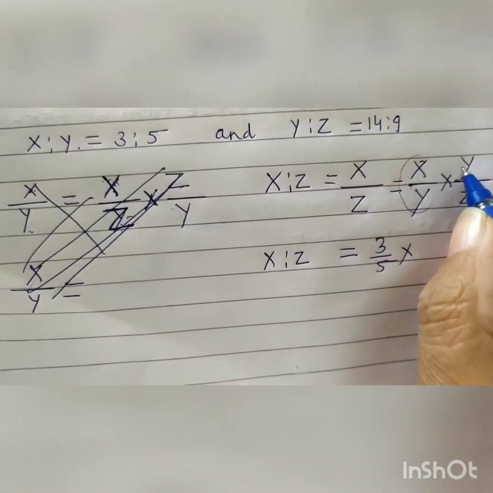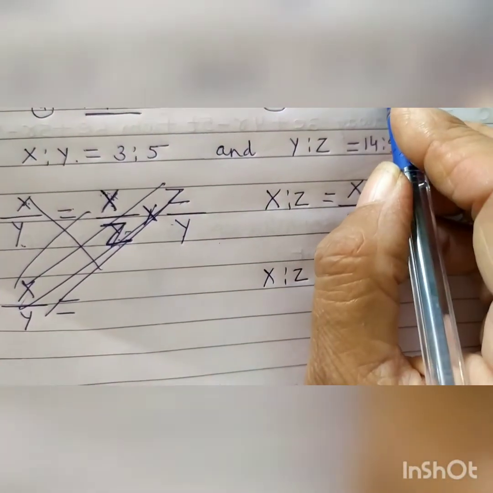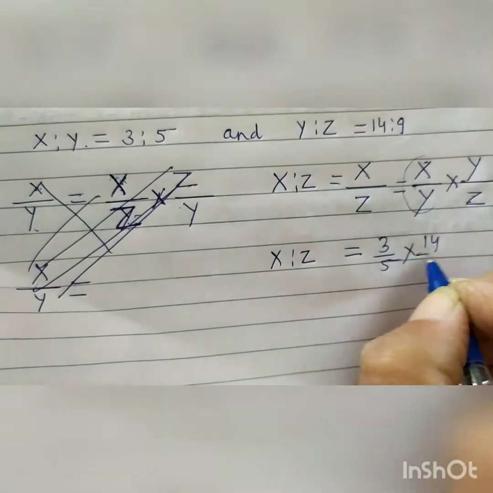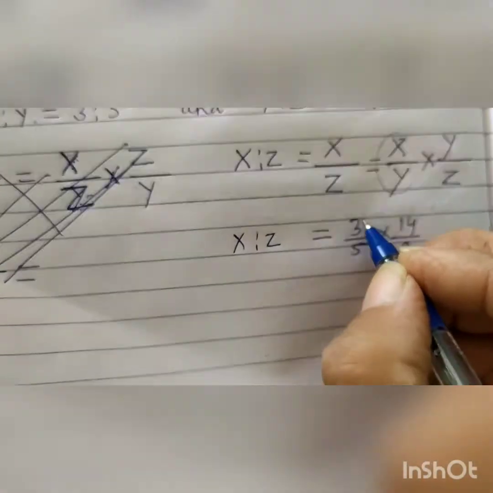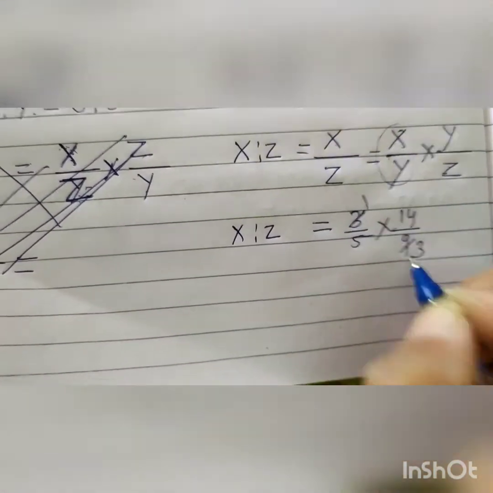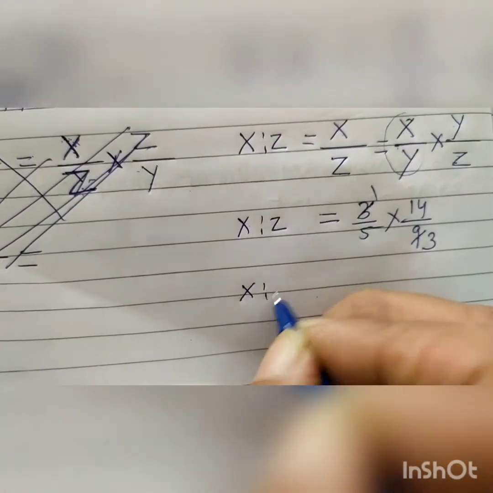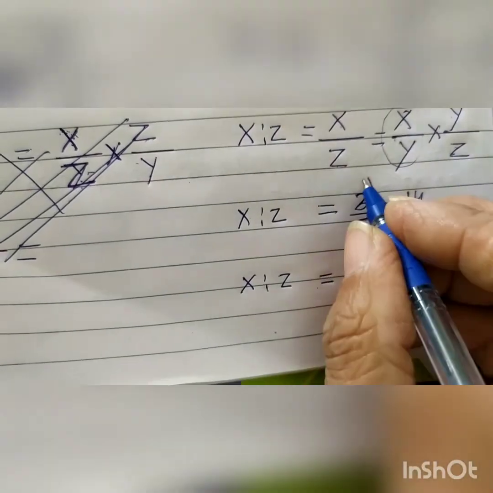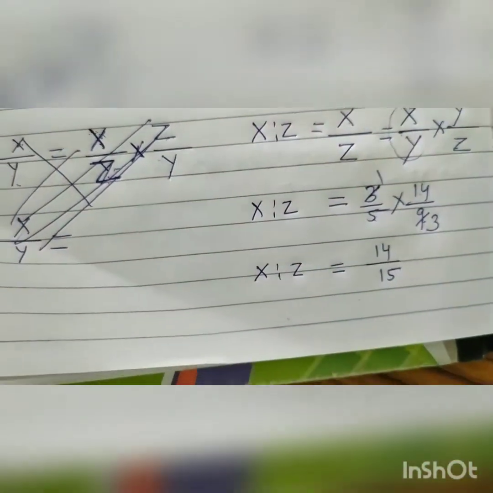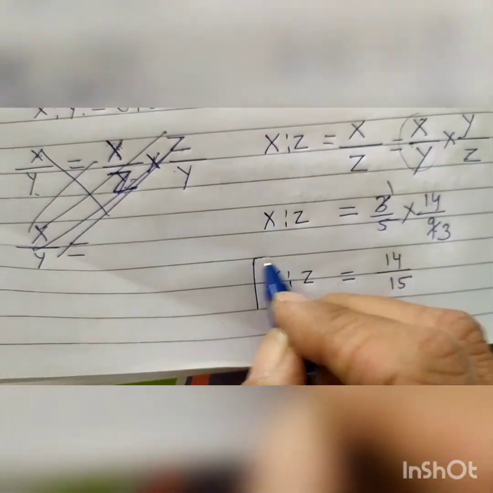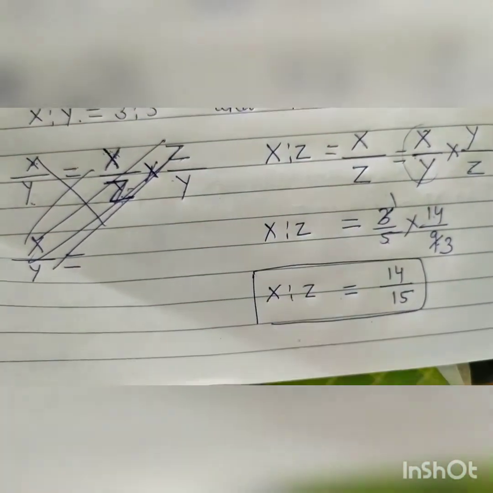and the value of this y upon z is, from here, 14/9. Clear? Now simplify it, 3 1s are 3, 3 3s are 9. So x ratio z is equal to 14 1s are 14 upon 5 3s are 15. This is our first part.